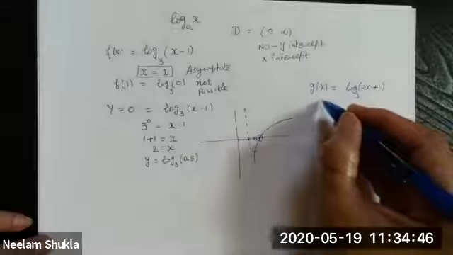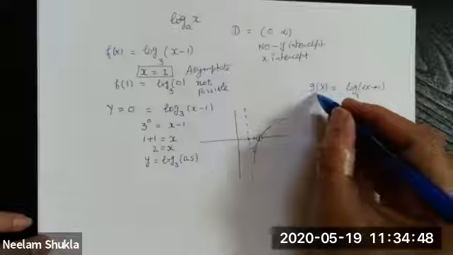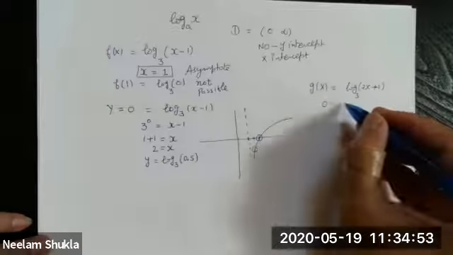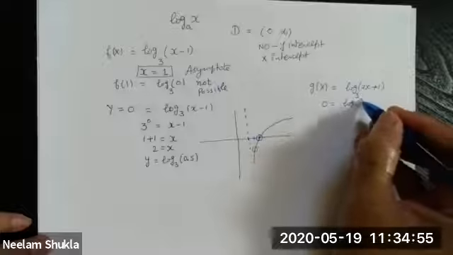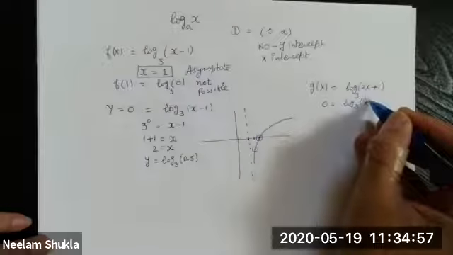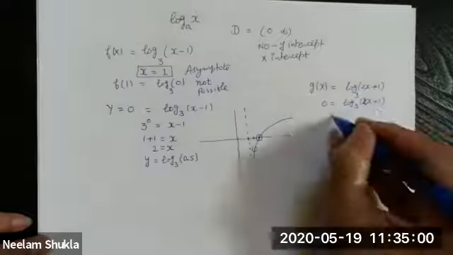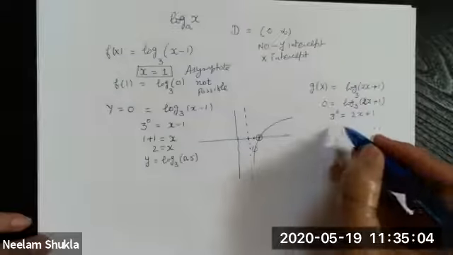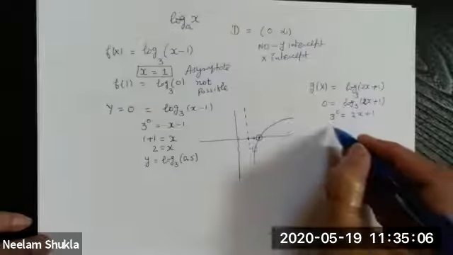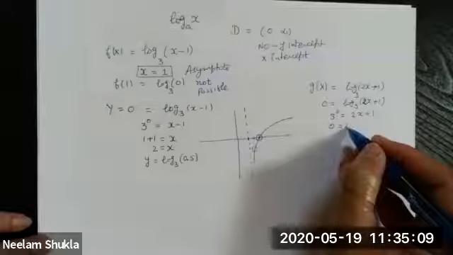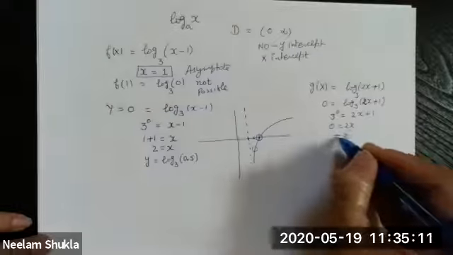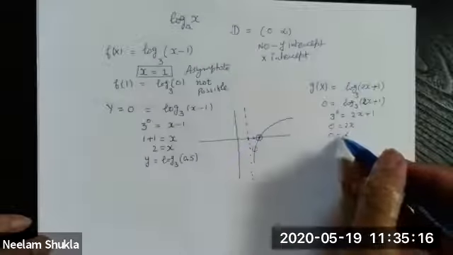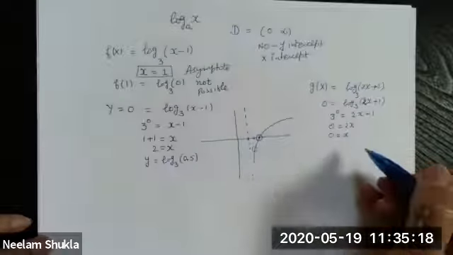If we substitute y equal to 0, meaning the g(x) value becomes 0, you can use the exponential form of the function, which gives you 3 raised to power 0 is 2x plus 1, and 3 raised to power 0 is 1. If I subtract 1 from both sides, you get 2x equal to 0. It gives you x equal to 0. That means for this function, x equal to 0 is the intercept.